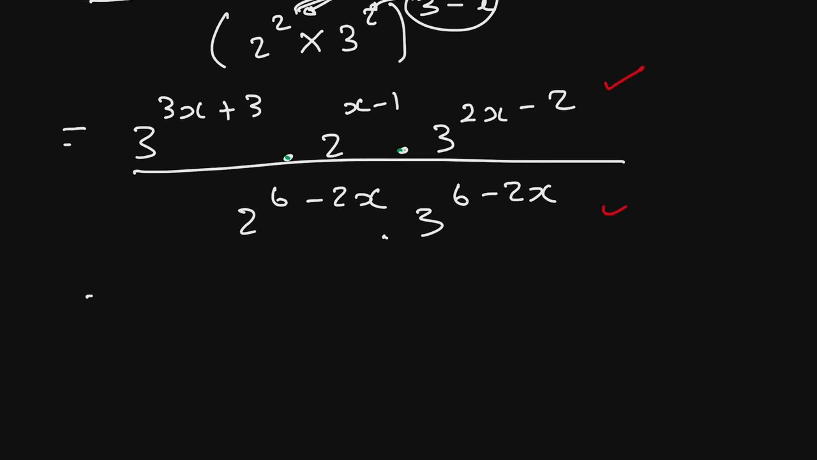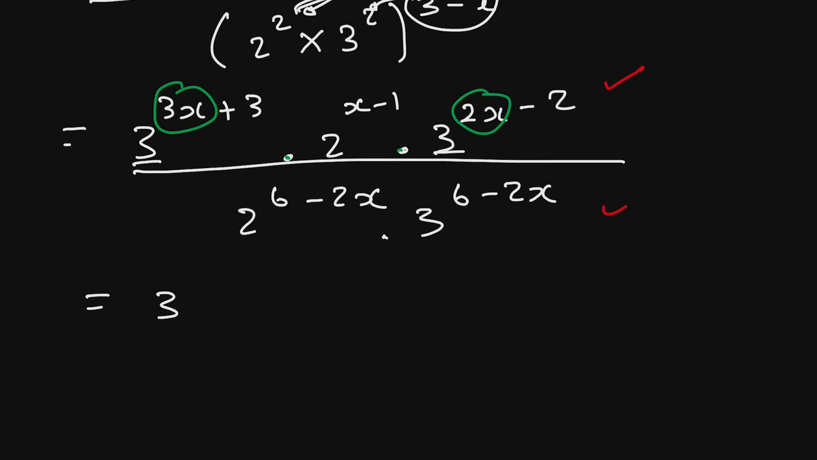So now let's look at the top. What we have at the top is that we have 3 as a common base. So now we are going to multiply that. So remember, now when we multiply, we keep the base the same and we add the exponent. So what we're going to have is 3 to the power of 3 plus 2x.